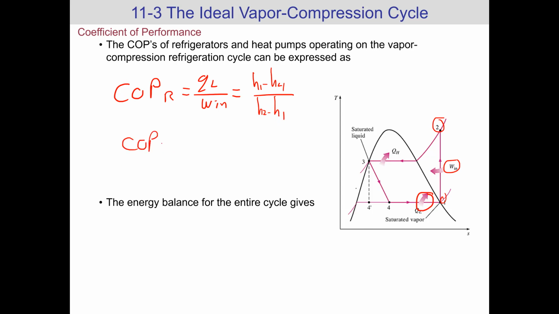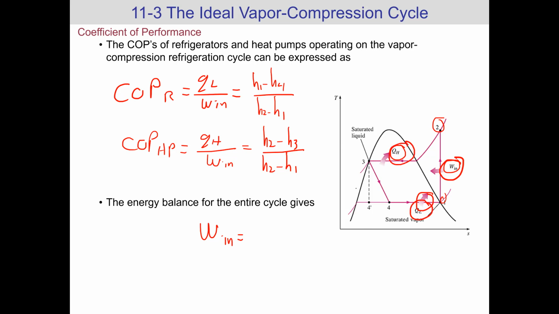And likewise, for the coefficient of performance for a heat pump, that would be the Q rejected from the cycle, QH, divided by work in. So that would be equated as H2 minus H3 for QH, and work in again would be H2 minus H1. And if you were to do an energy balance on the entire cycle, you get that the work in is equal to QH minus QL.